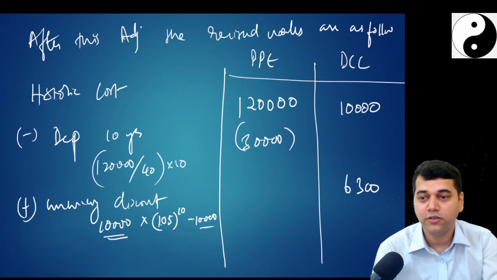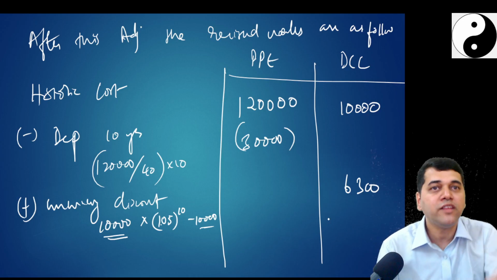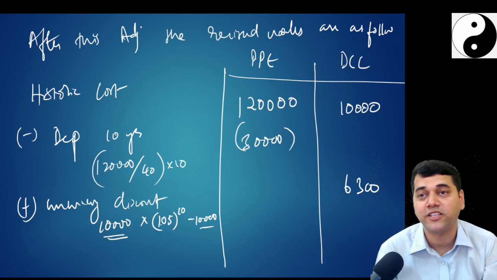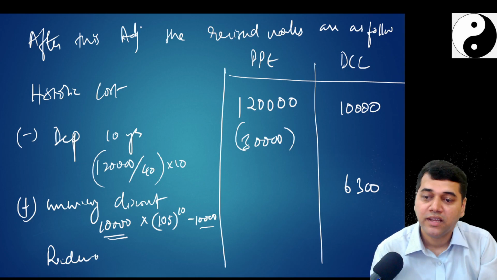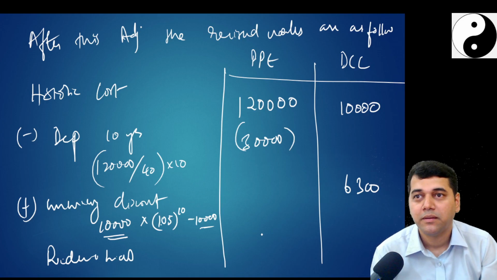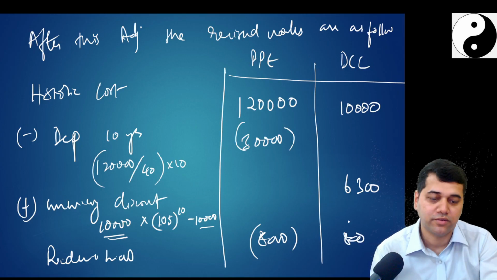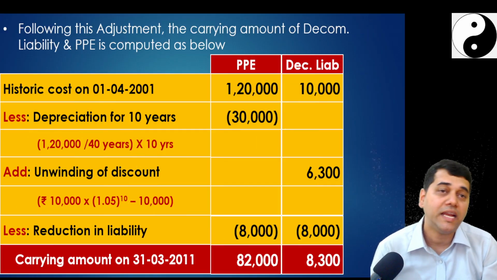Next question will change your understanding. Okay, now what is your, okay, 6,300 happened. If you add, you get the closing balance. Do you want to add it? No, there is one more adjustment coming into picture. What is that adjustment? Reduction in liability. What entry did you pass? So I'm going to add or deduct here PPE. Minus 8,000. Here minus 8,000. So my book balance became 82,000 and 8,300.